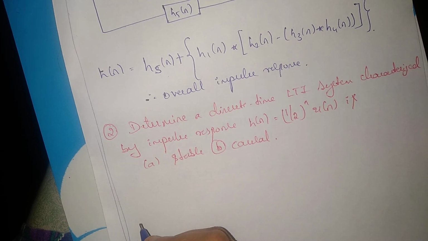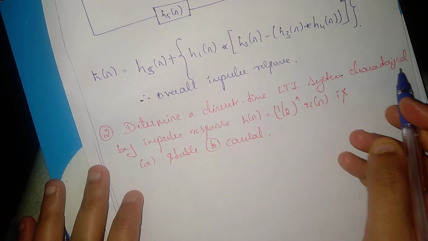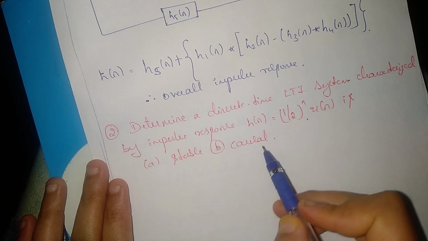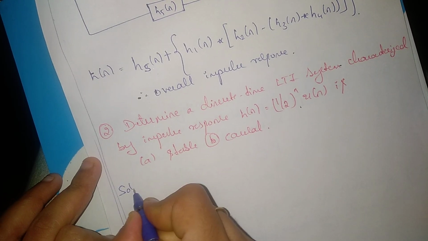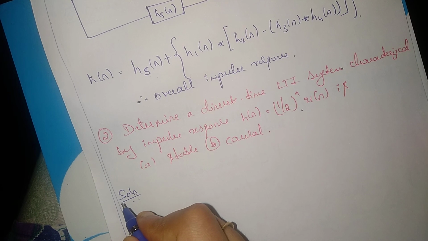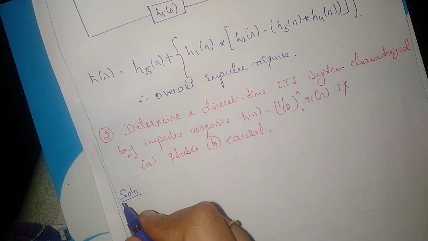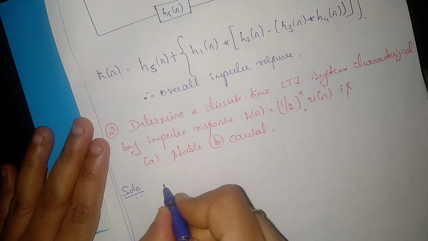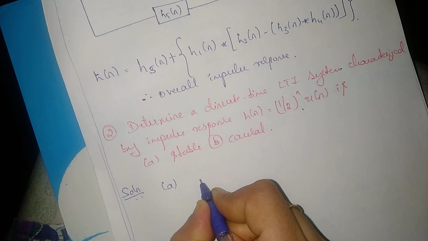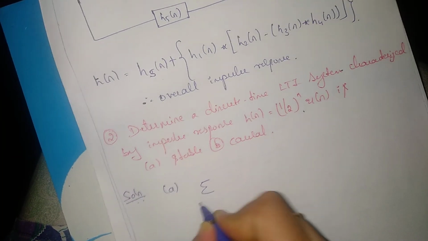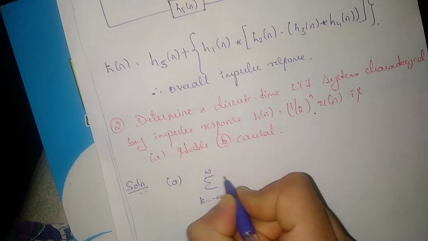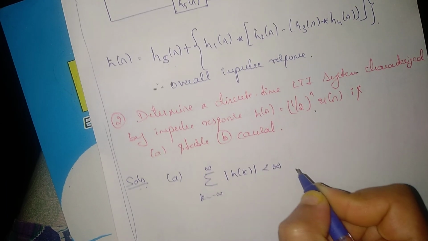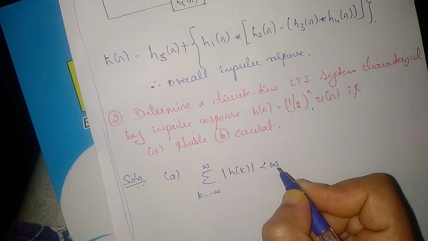The next problem here is we are checking the LTI system characteristics. H of n is given. We just need to check the properties, whether it is stable and causal. How can we prove it's stable? This h of n, the impulse response, should be absolutely summable. As we all know, the equation to check the stability of the system is summation k equal to minus infinity to infinity of the modulus of h of k should be less than infinity. This equation we need to check.